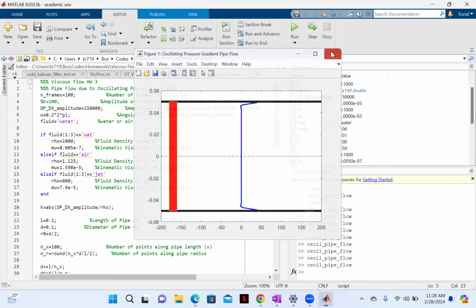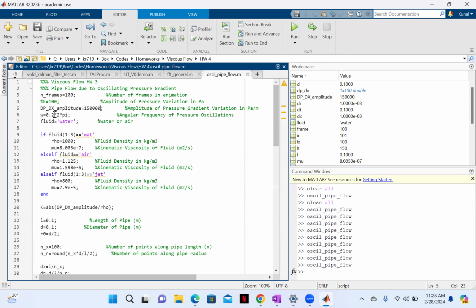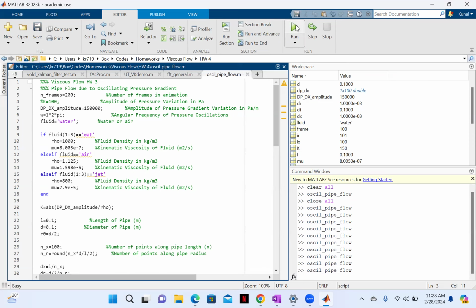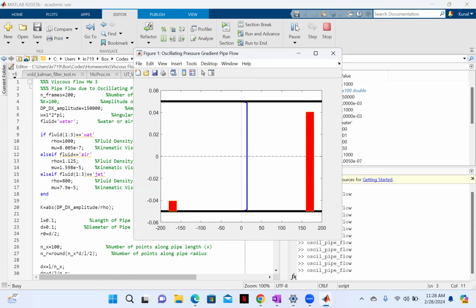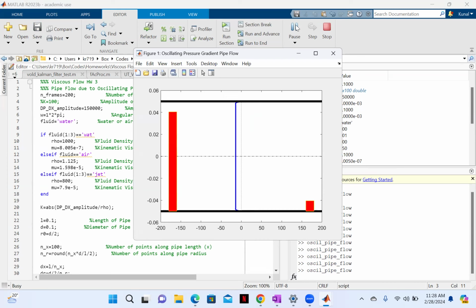So let's play that with a higher frequency now. So now we have a higher frequency of 1 Hertz with the same pressure. This is still water. Let's play it for longer duration. Now you can see that it oscillates faster and it is moving at a smaller amplitude, as in the velocity's amplitude is smaller now than the previous case, because it does not have enough time to catch up to the pressure gradient.